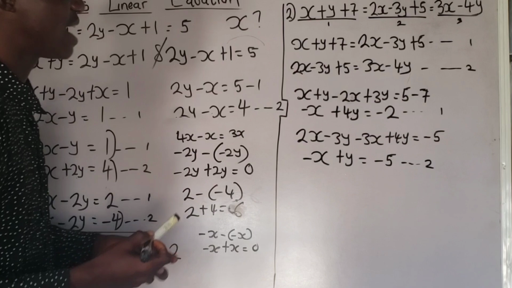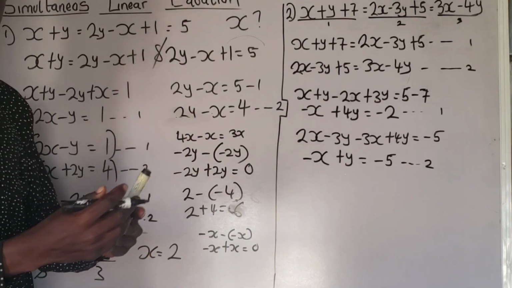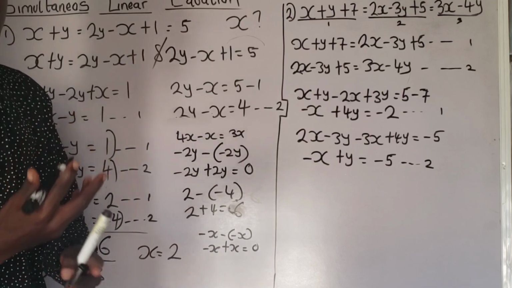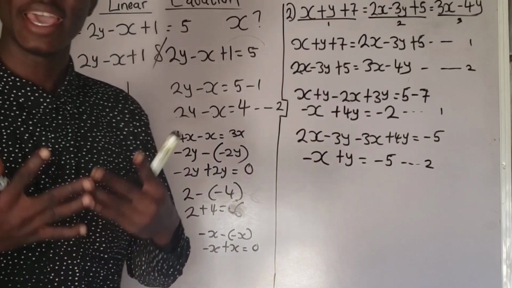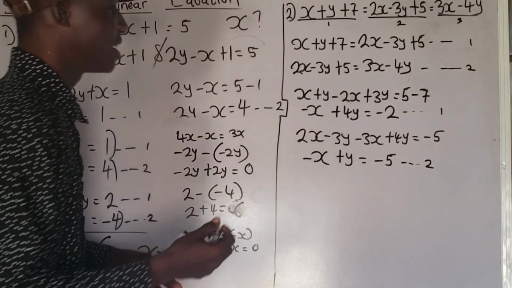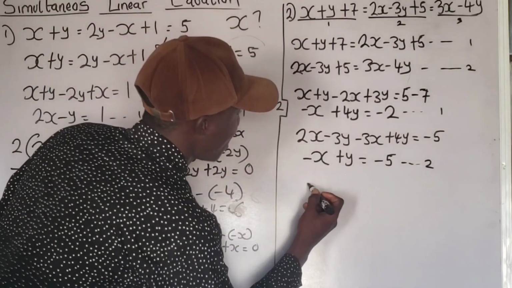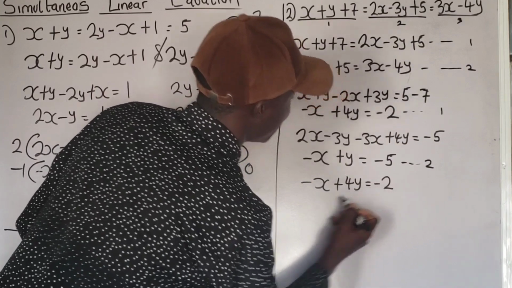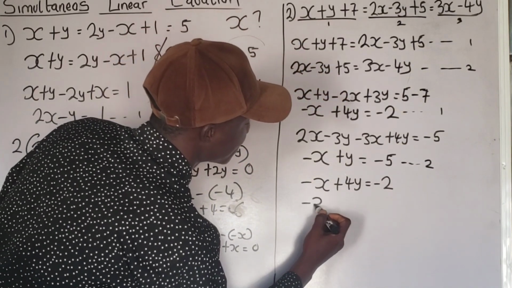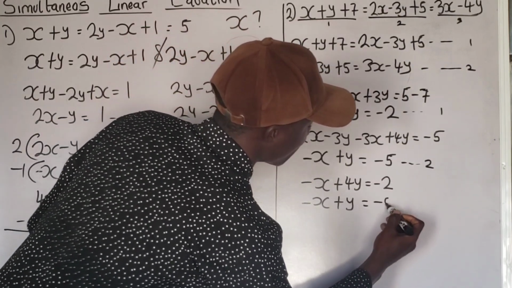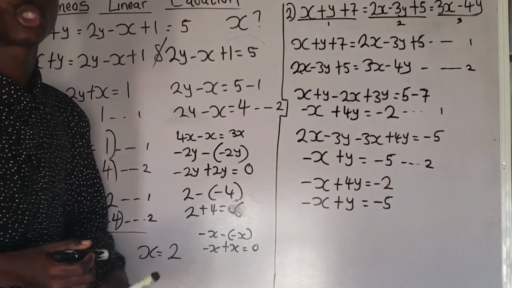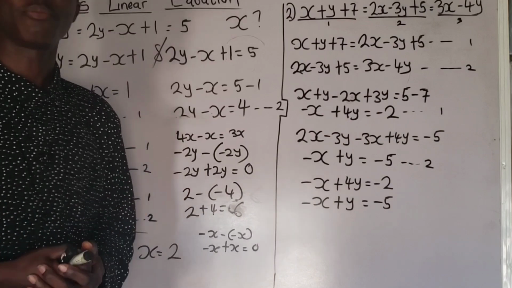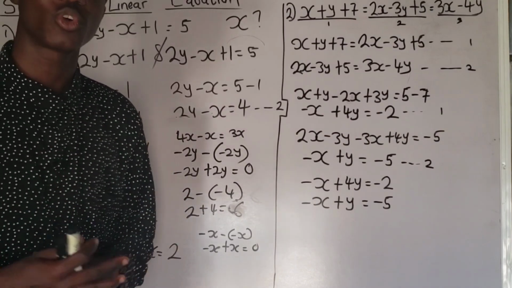The next step here is that I'm going to combine equation 1 and 2. Then we can now solve it using any of the methods that we have learned in our previous class, be it substitution method or elimination method. Let us combine equation 1 and 2. Equation 1 is negative x plus 4y equals to negative 2, and equation 2 is negative x plus y equals to negative 5. Now, which method should we use to solve this question? You can choose any of the methods that we have learned in our previous class, either substitution method or elimination method.